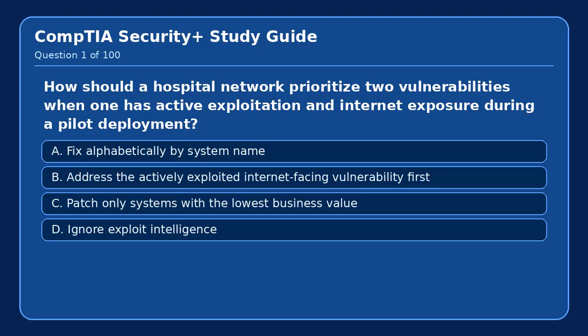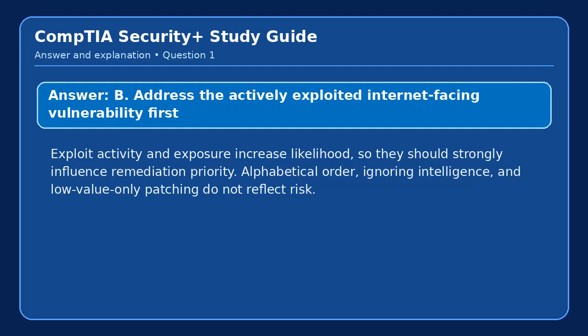The answer is B. Address the actively exploited internet-facing vulnerability first. Exploit activity and exposure increase likelihood, so they should strongly influence remediation priority. Alphabetical order, ignoring intelligence, and low-value only patching do not reflect risk.